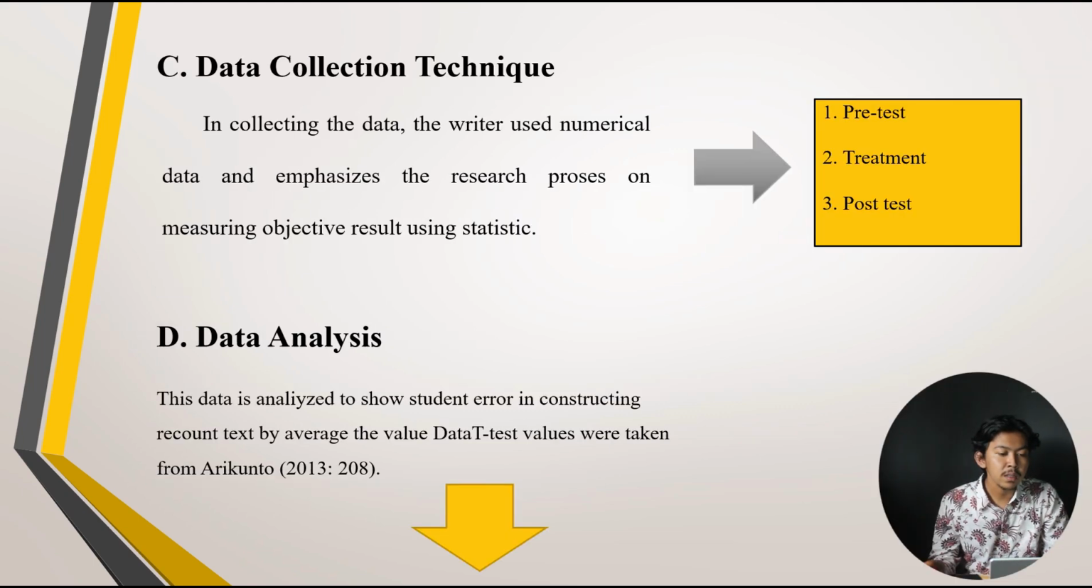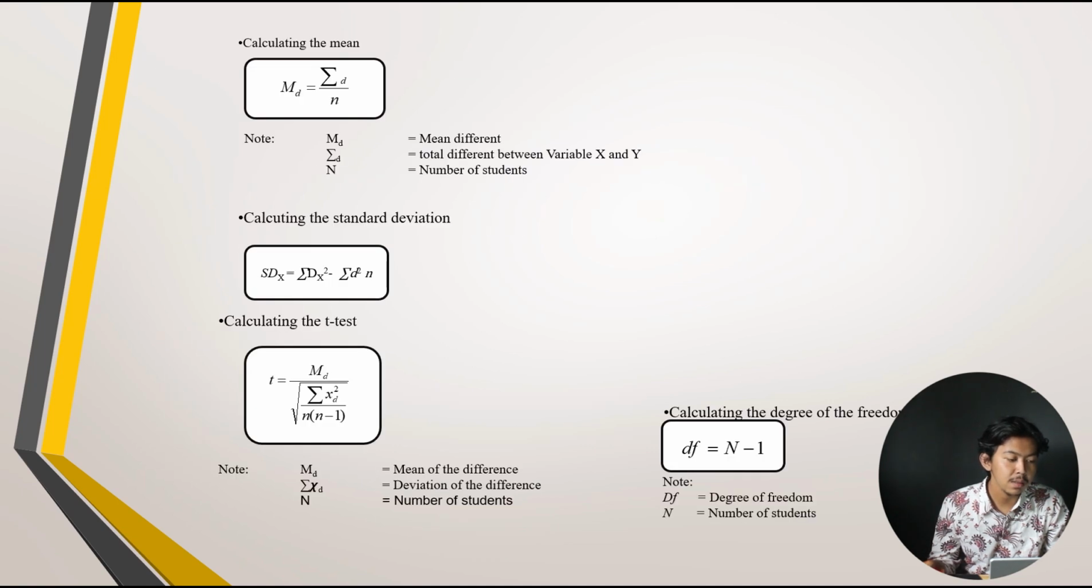C. Data collection technique. In collecting the data, the writer uses numerical data and emphasizes the research process on measuring objective results using statistics. The first is pre-test, second is treatment, and the last is post-test. D. Data analysis. This data analysis is to show student errors in constructing recount by averaging the test values, taken from Arikunto. And this is the data analysis.